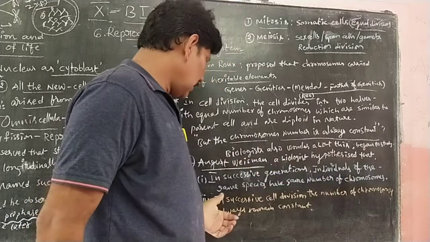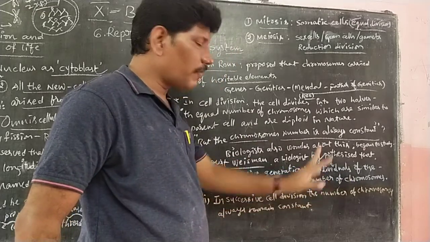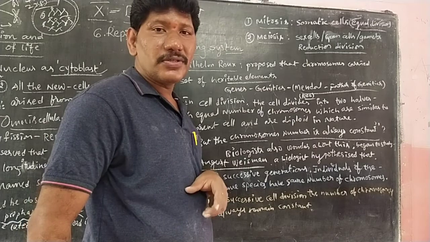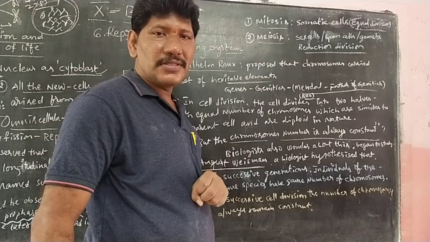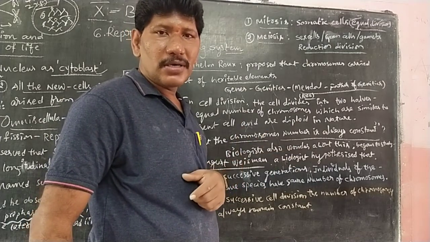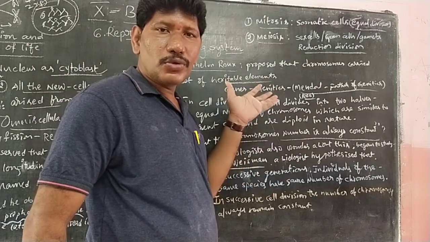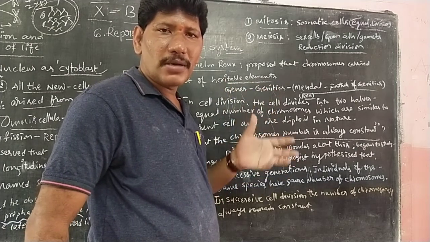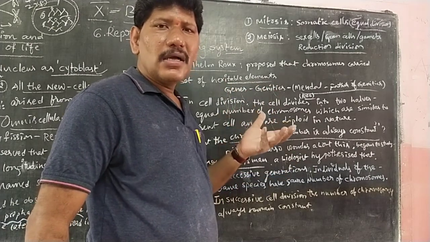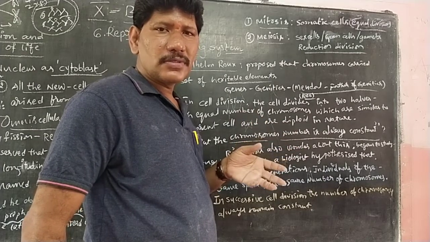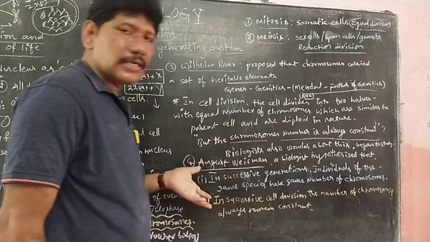individuals of the same species have the same number of chromosomes in successive cell divisions. Why do we use the phrase successive cell divisions? For example, we have some chromosomal abnormalities like autosomal abnormalities and allosomal abnormalities. Is that clear, children? I will explain that in the next class.